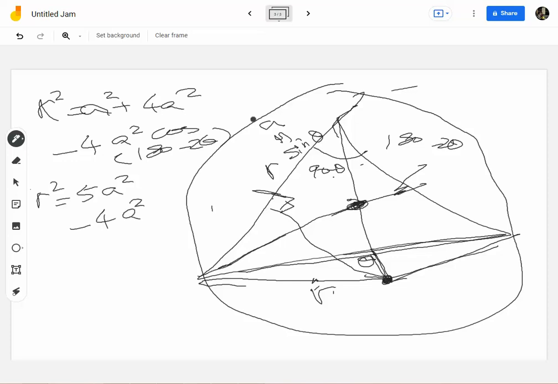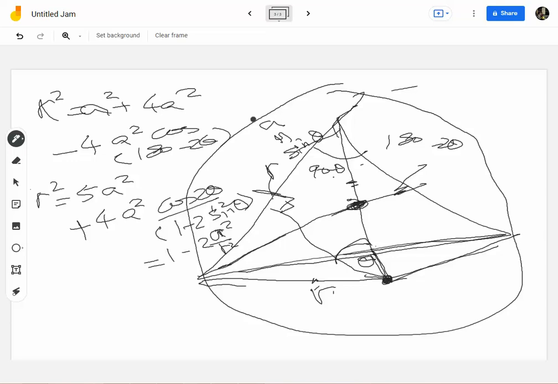Cosine theta is what? So plus cosine 2 theta, right? Cosine 2 theta can also be turned into sine theta, so it's 1 minus 2 sine squared theta, right? And sine theta is what? Sine theta equals A divided by R. We name this one A, this is R.